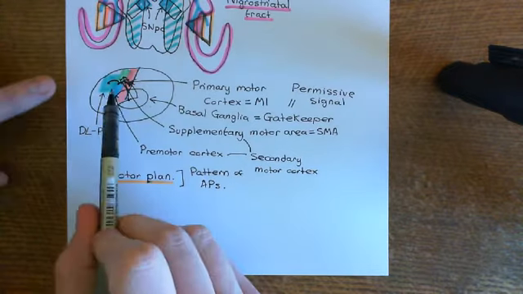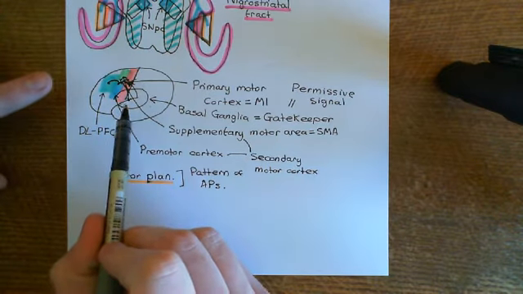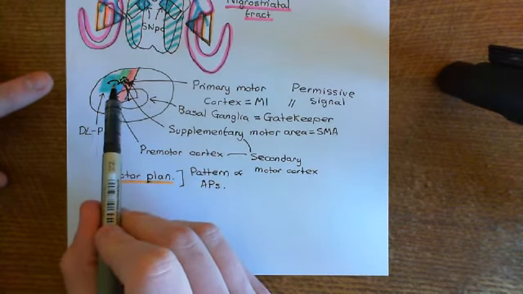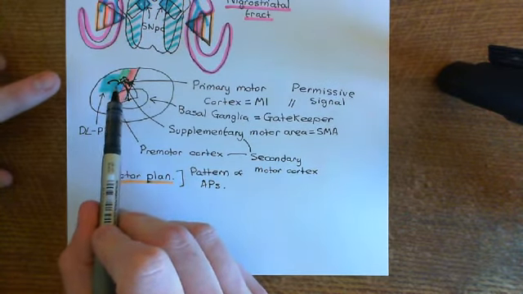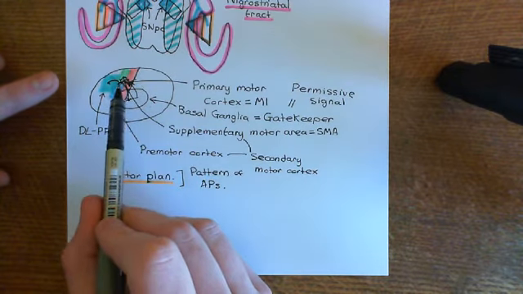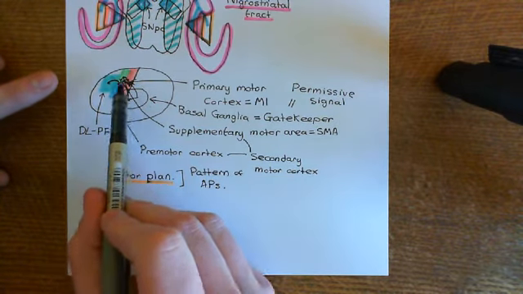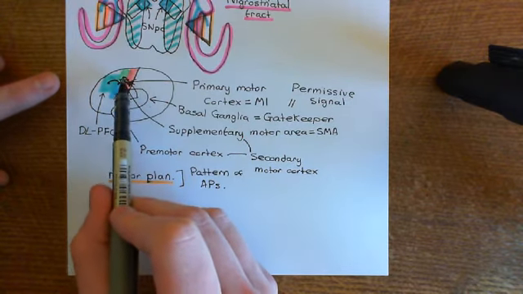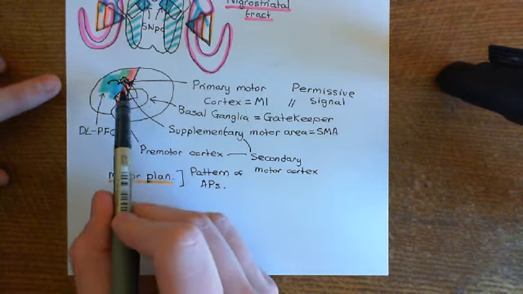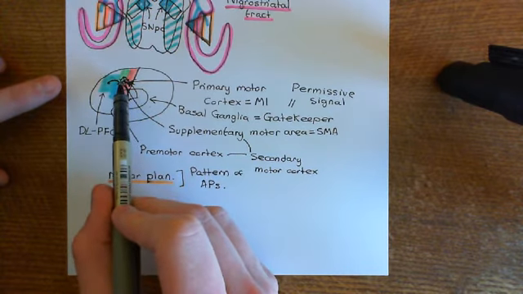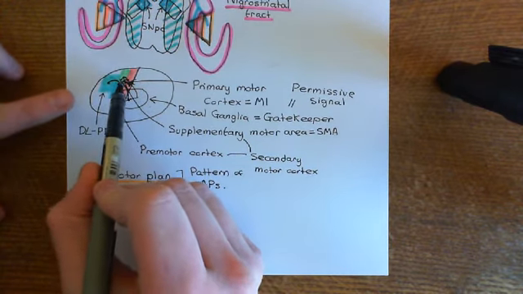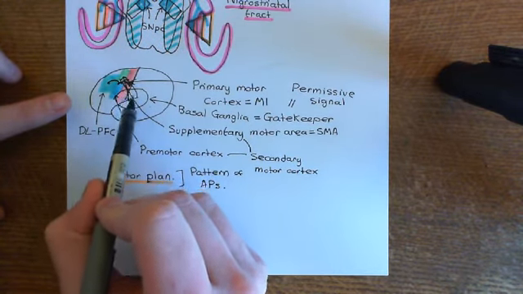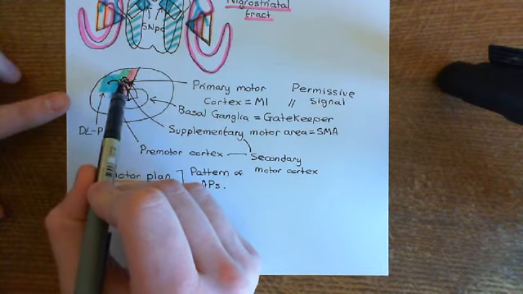Now, we've done this broad overview of what the basal ganglia do, which is that they give this permissive signal to motor plans in the secondary motor cortex. Now we are going to look at this pathway backwards, basically. We're not going to start with the signal going from the secondary motor cortex to the basal ganglia. We're going to start with the signal going from the basal ganglia back to the secondary motor cortex.